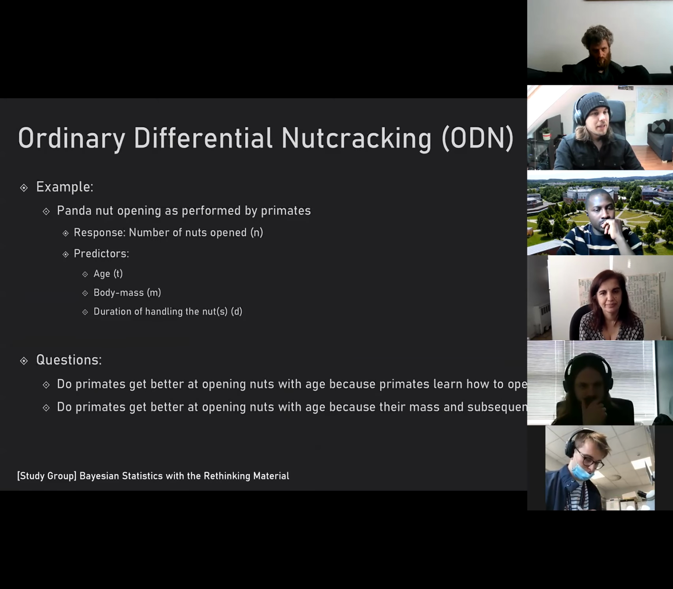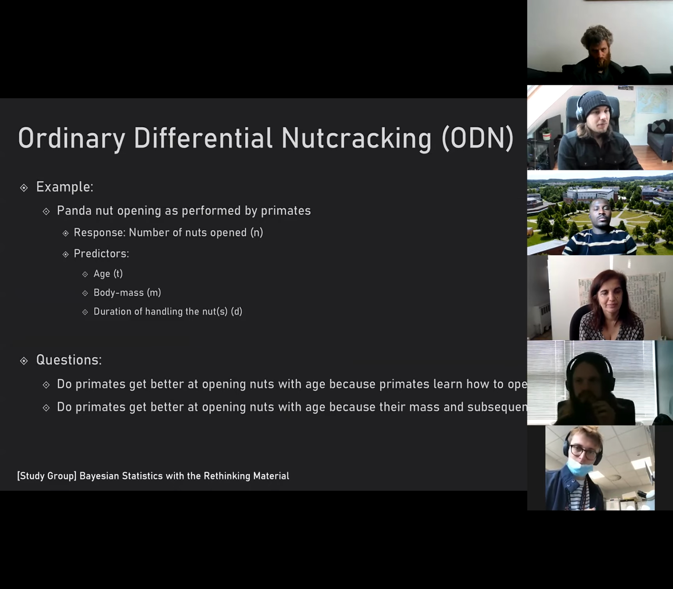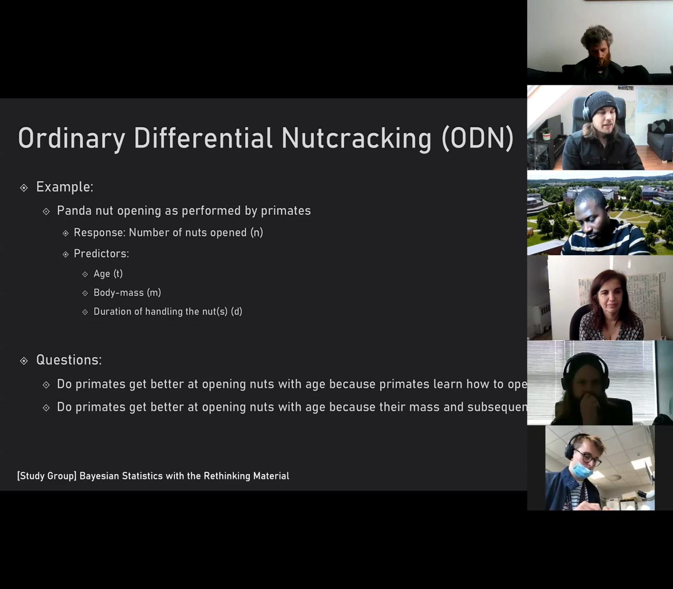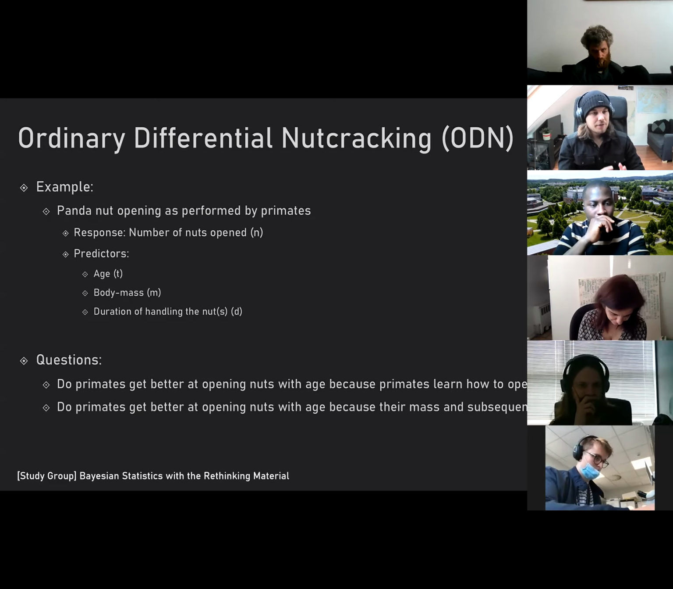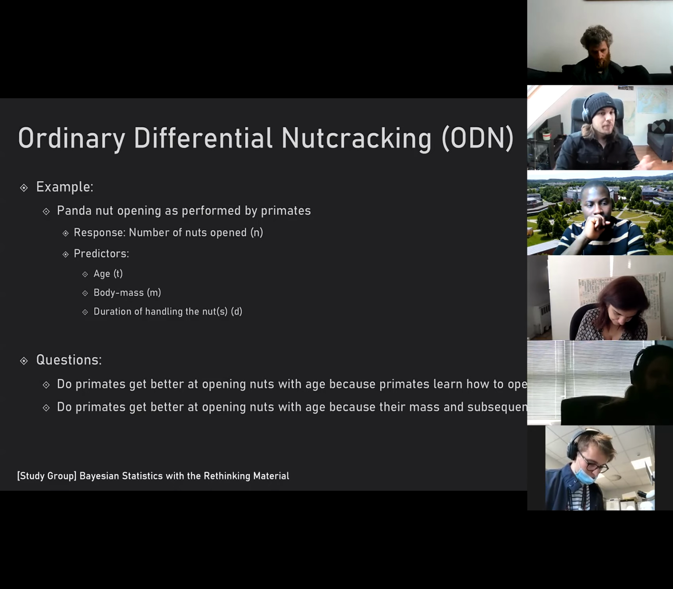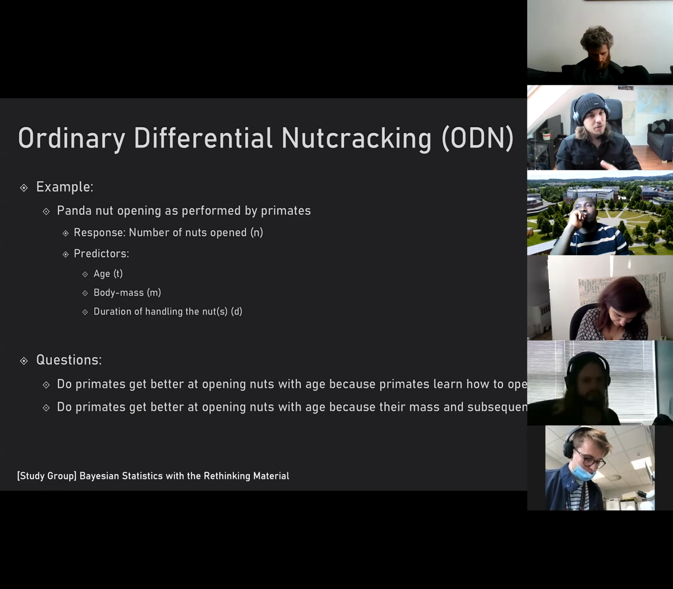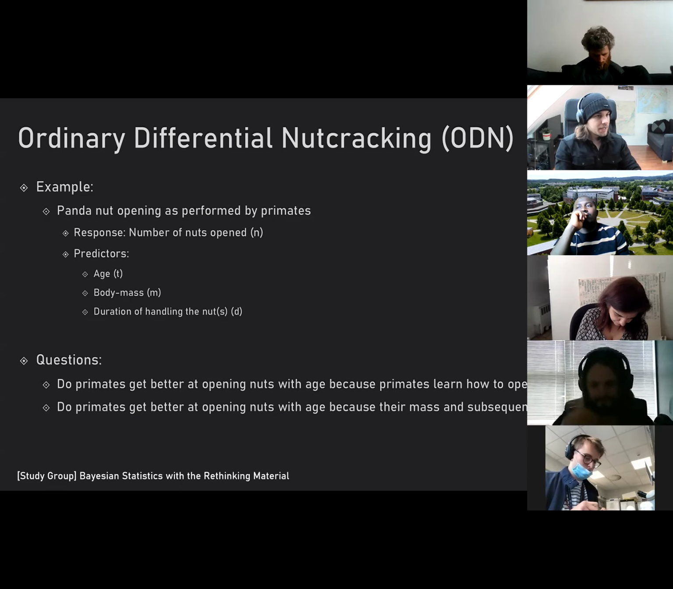And this is where we now step into the second to last model which we're going to talk about today, which is called ordinary differential nut cracking, or ODN. The example here is that we look at panda nuts, which doesn't have anything to do with the bear and all to do with just a tree called the panda nut. We now look at primates who have been observed while opening or attempting to open such panda nuts. The response that we want to model is the number of nuts that have been opened by individual primates, where our predictors are age, body mass, and duration of handling of the nuts.